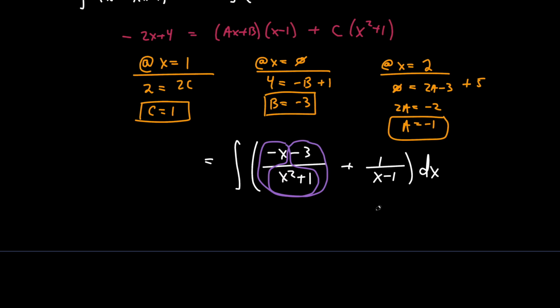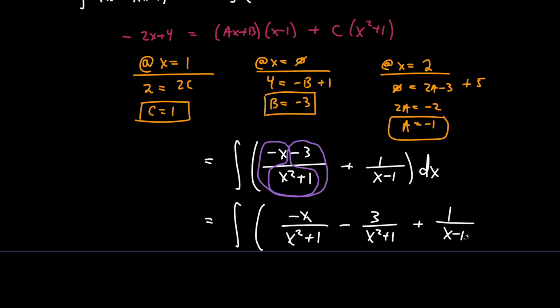You want to be comfortable being able to split up your integral. Just remember that you can only split up from the numerator. What I mean by that is here I can do -x over the entire denominator and then I can do -3 over the entire denominator. You wouldn't be able to take your x squared and split it with the terms on top and then the 1 and split it with the terms up top. That's not allowed. You can only split from the numerator. And so what this would look like is I would get the integral of -x over x squared plus 1 minus 3 over x squared plus 1 plus 1 over x minus 1.